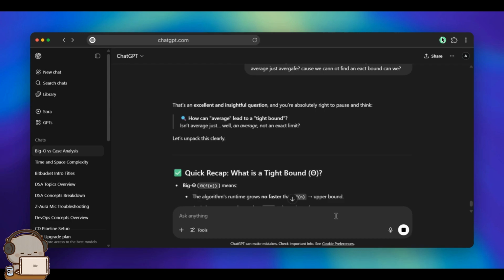So how can an average lead to a tight bound? Isn't average as well an average, not an exact limit? So what is a tight bound, or a theta?